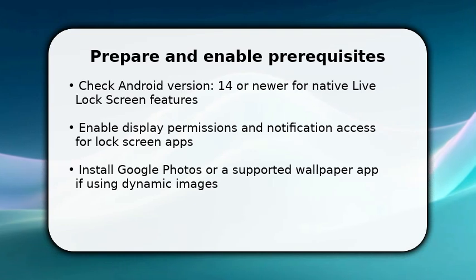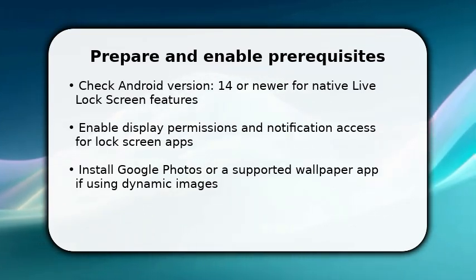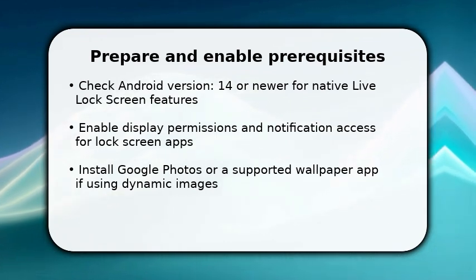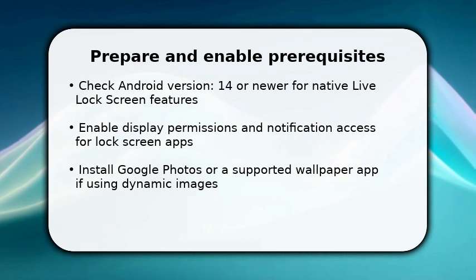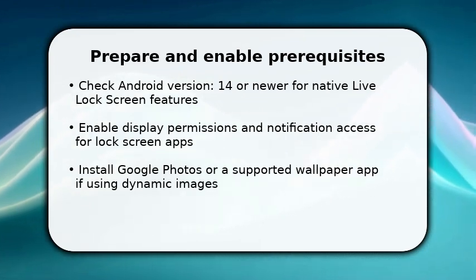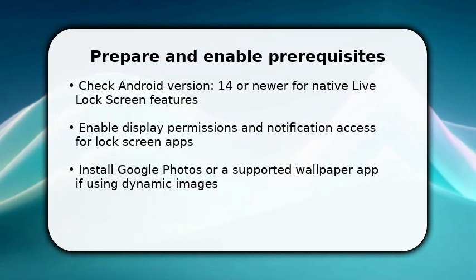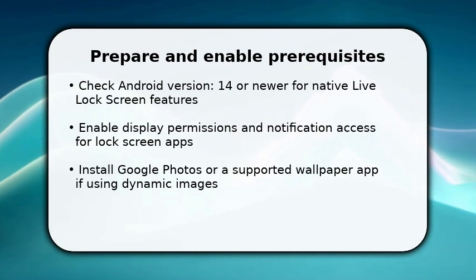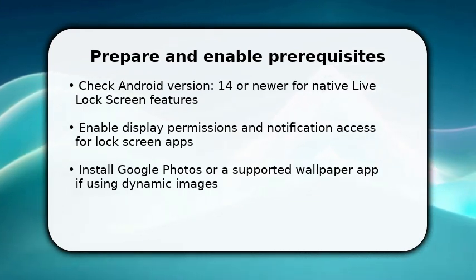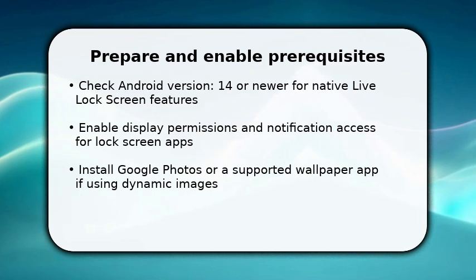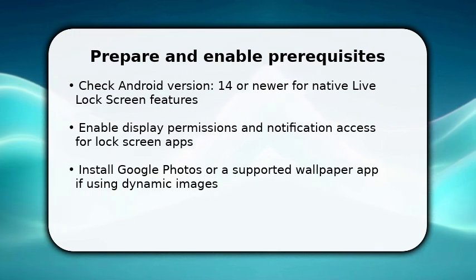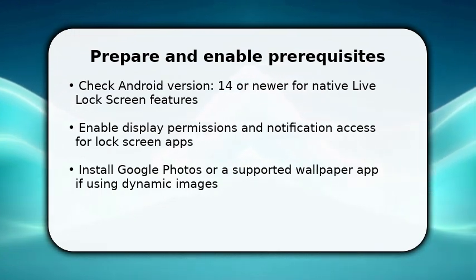You start by preparing your phone so the live lock screen can run smoothly. First, confirm you're on Android 14 or later. This unlocks native live lock screen options. Next, grant display and notification permissions to the lock screen app you'll use, because without permissions, the animations and info won't show. Also install Google Photos or a supported wallpaper provider if you plan to use dynamic images. Once done, you're ready to open lock screen settings and begin customization.